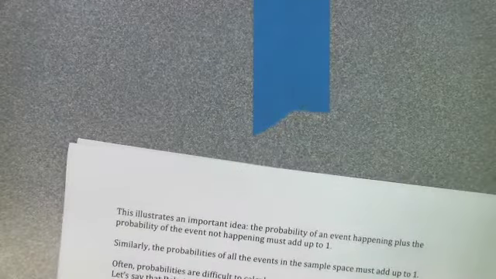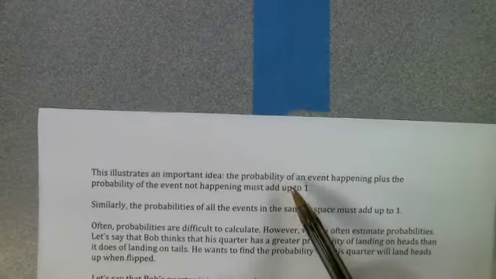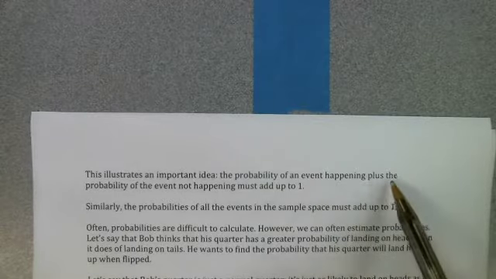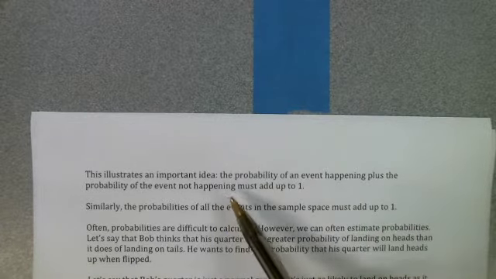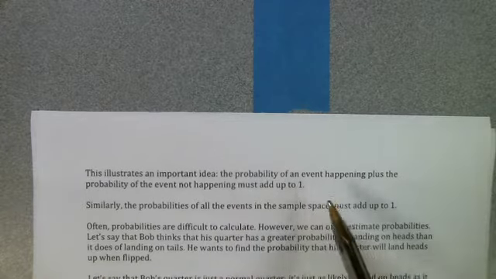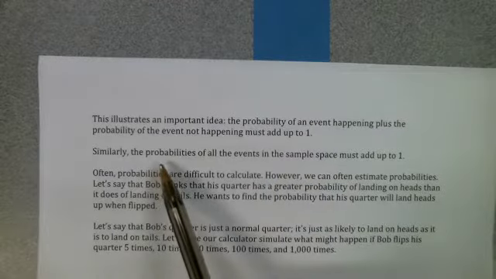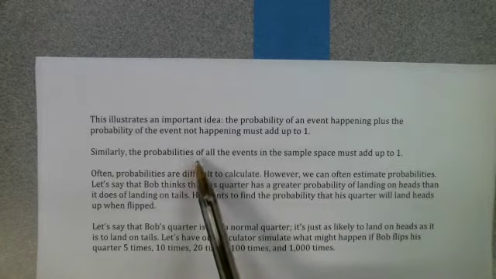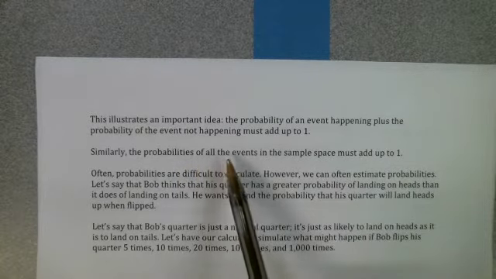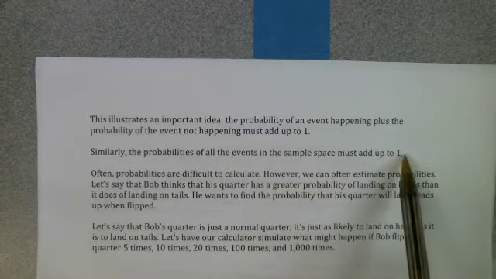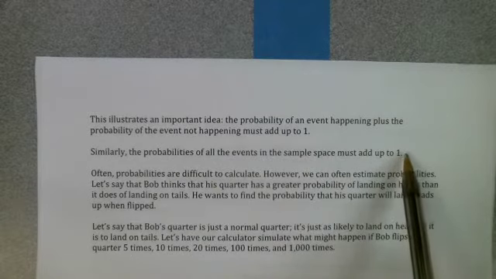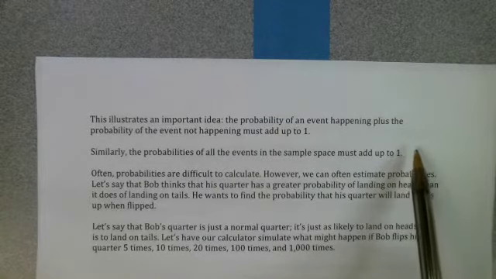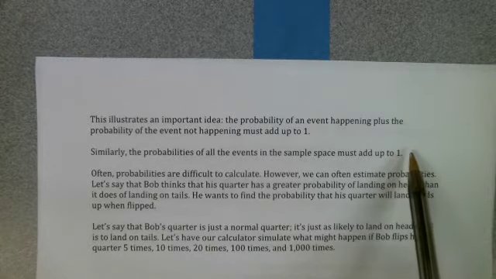So this illustrates an important idea. The probability of an event happening plus the probability of the event not happening must add up to 1. Similarly, the probabilities of all the events in the sample space must add up to 1. So if you consider all possible things that could happen and add up their probabilities, it better add up to 1 because you've considered everything that's possible to happen.